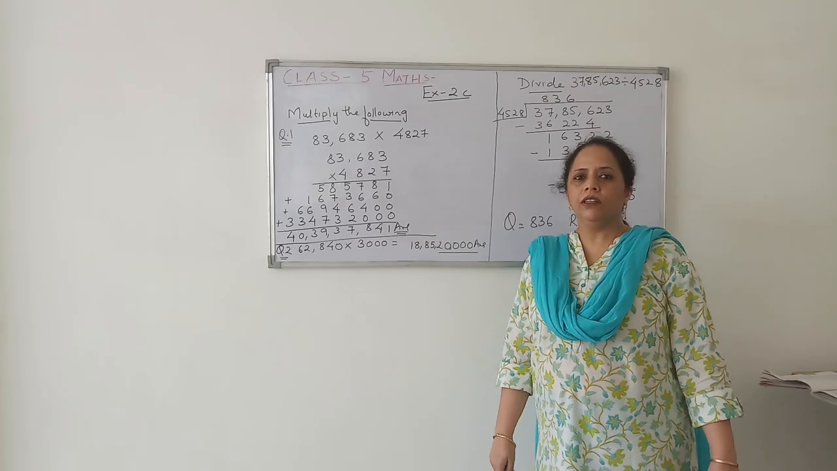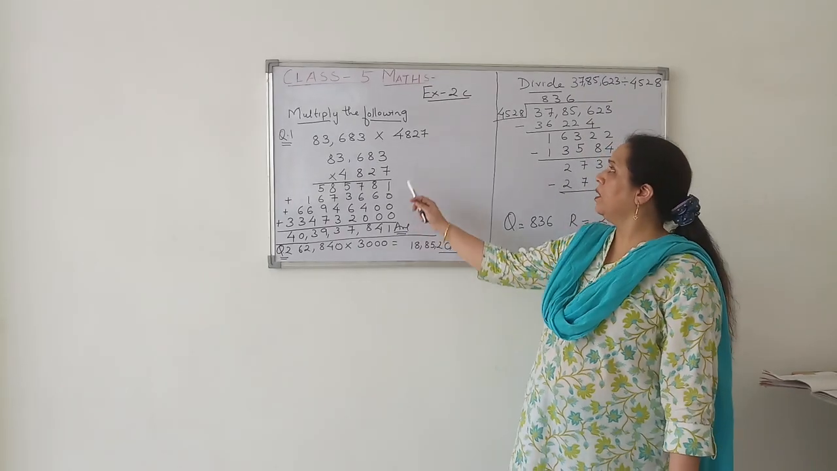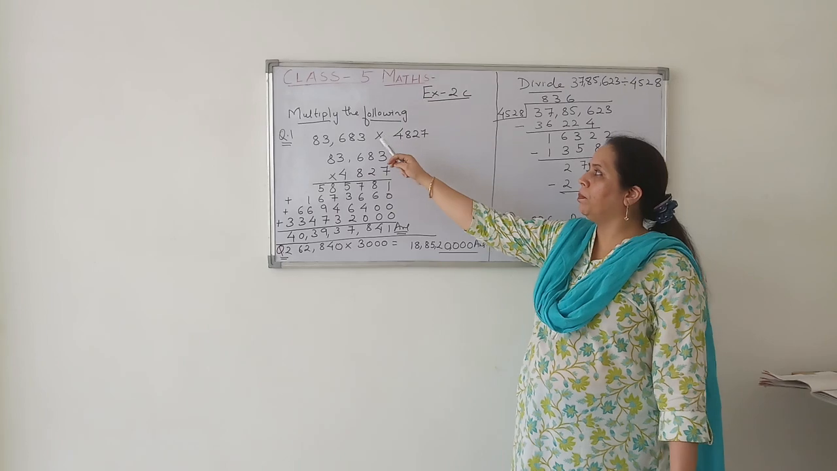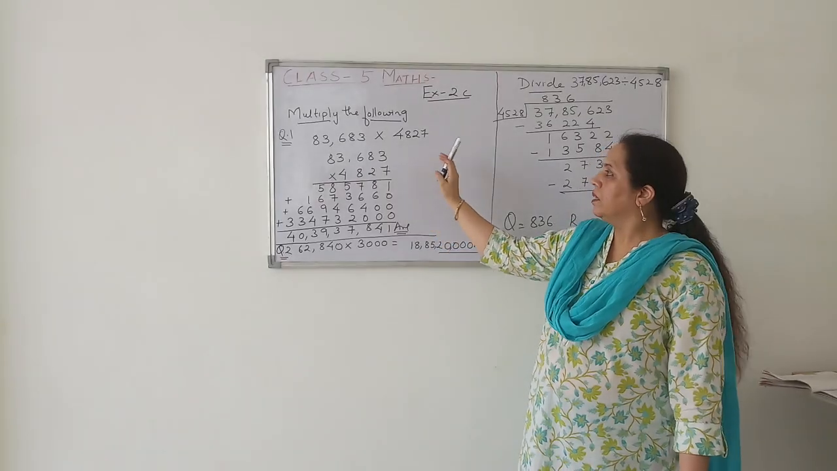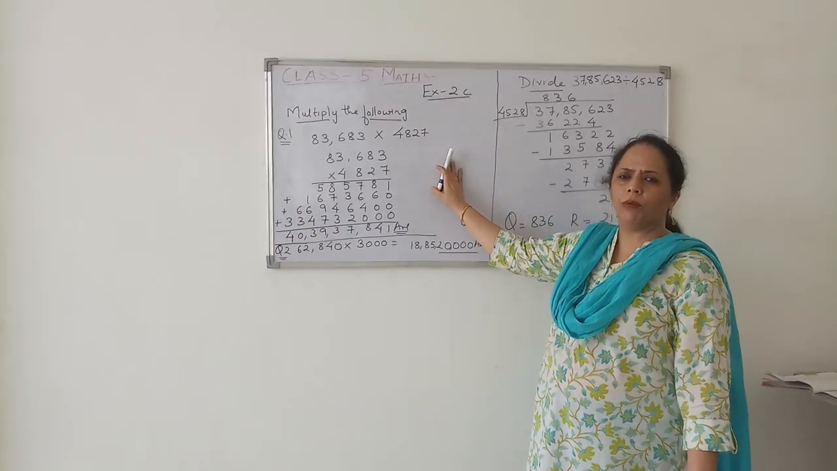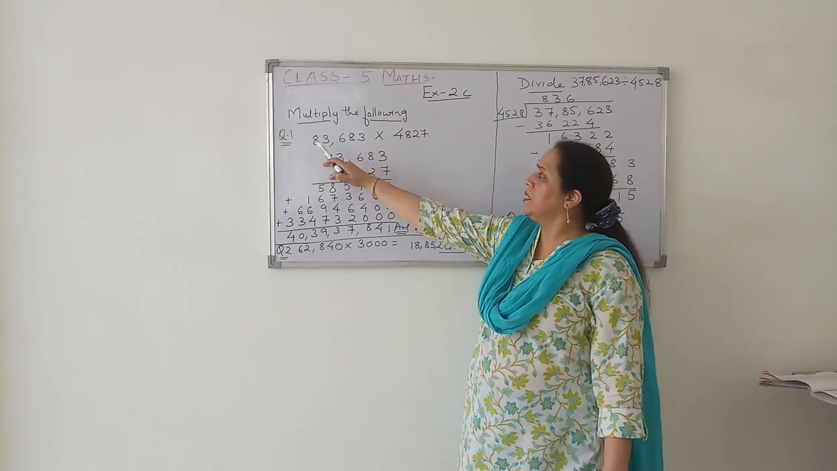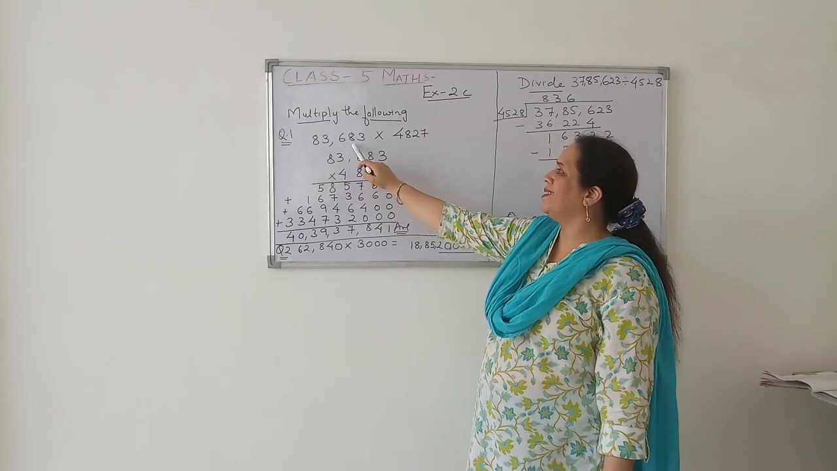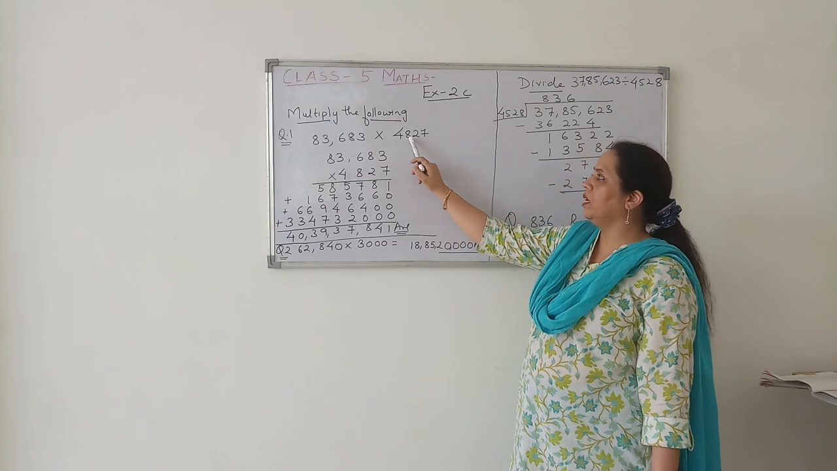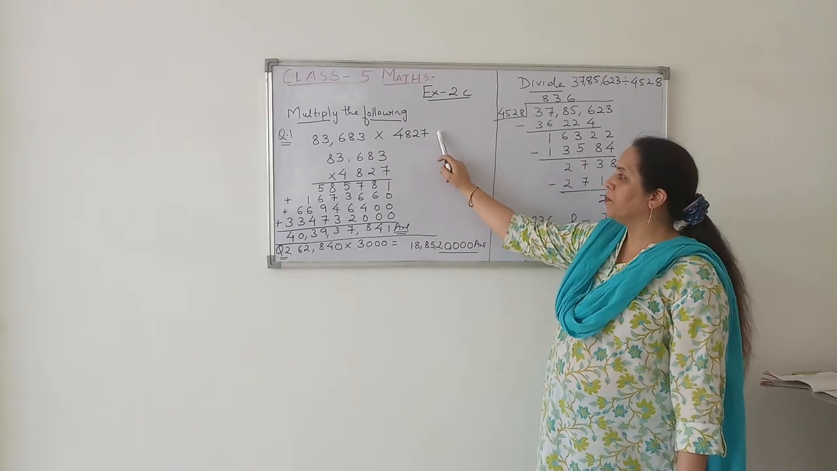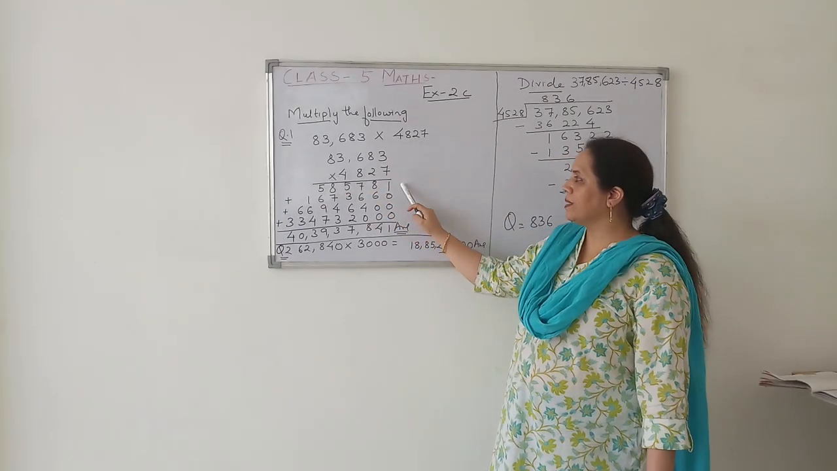Good morning, children. Today we will be doing exercise 2C, multiply the following. This you have already done in your previous class. This is 83,683 multiplied by 4,827. Now you have to multiply this number.